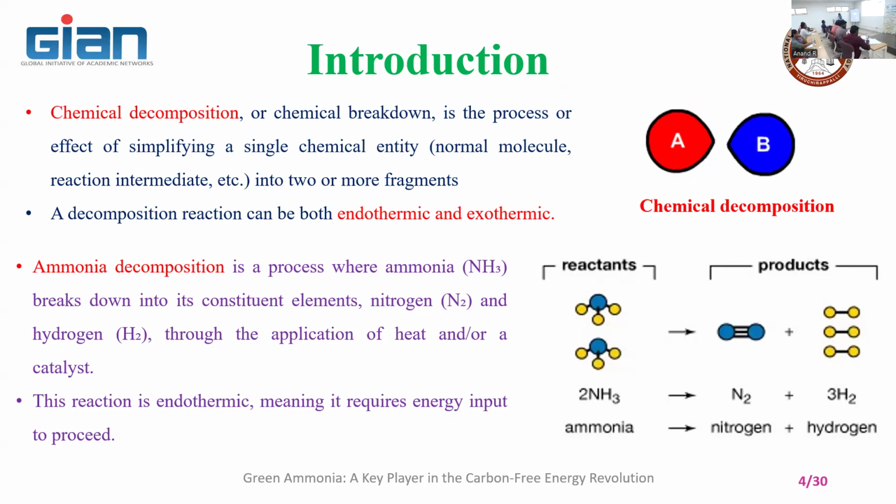Ammonia decomposition is a process where ammonia breaks down into its constituent elements, nitrogen and hydrogen, through the application of heat and by using a catalyst. So it is nothing but an endothermic process, so you need to provide the heat. Heat addition may be through thermal mode, microwave mode, plasma mode, or radio frequency mode, any kind of mode, but you need the required temperature to break down the ammonia into nitrogen and hydrogen. This reaction is endothermic, meaning it requires energy input.